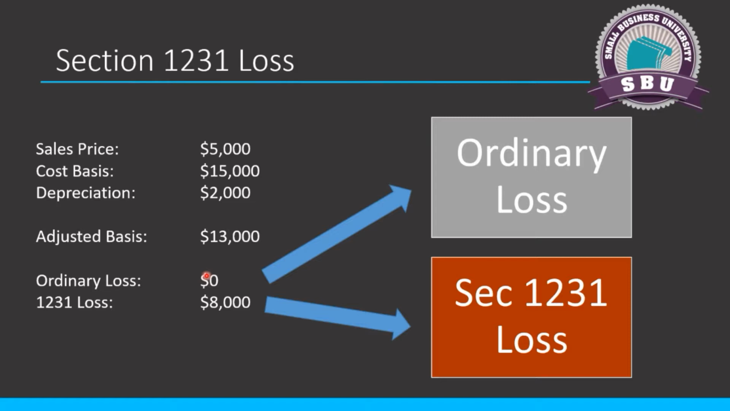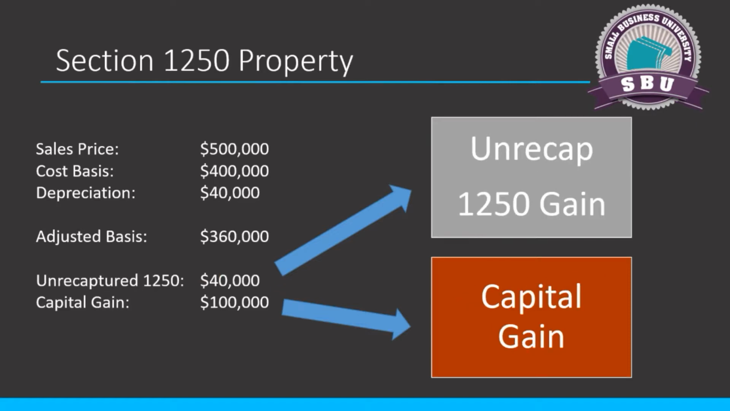Okay, so that's 1245 property. Let's jump into 1250 property, because with 1250 property, now we're dealing with real estate. We still end up splitting the gain between what was depreciation recapture and what is capital gain, only now the depreciation recapture is called unrecaptured 1250 gain and goes on the Schedule K. This is because unrecaptured 1250 gain has a max tax rate of 25%.